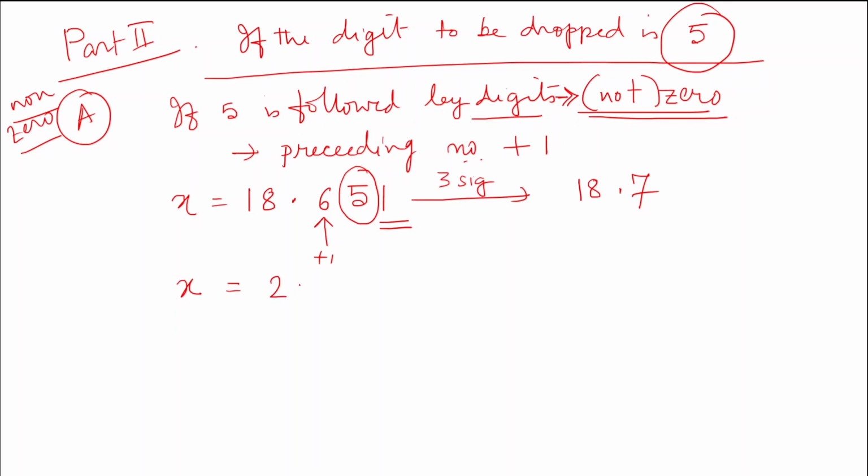So we are rounding off to three significant digits. Now x equal to 2.858. We'll round it off to two significant digits. Now 5 के बाद वाला नंबर क्या है? 8. 8 is non-zero. So 8 के साथ जो preceding number है 8 के साथ हम +1 add कर देंगे. So it will be 2.9.